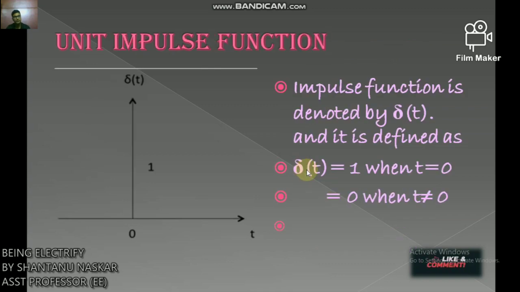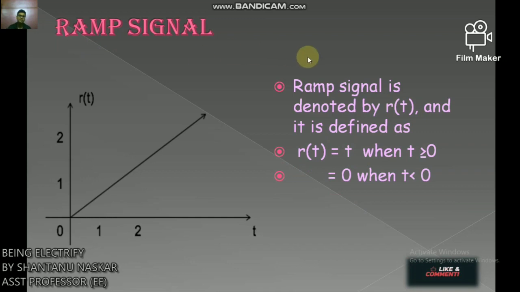Okay. So next, the unit impulse function. The impulse function is denoted by delta(t), and it is defined as delta(t) equals 1 when t equals 0 and equals 0 when t is not equal to 0. Okay. So next comes the ramp signal. The ramp signal is denoted by r(t), and it is defined as r(t) equals t when t is greater than or equal to 0 and r(t) equals 0 when t is less than 0.